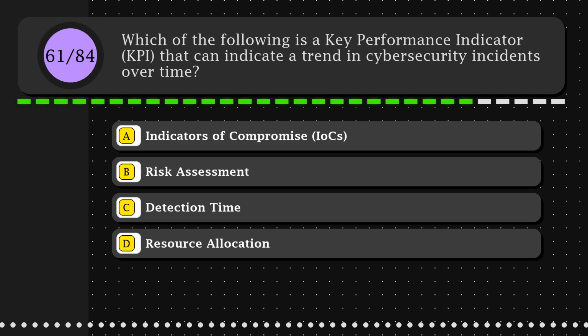Question 61. Which of the following is a key performance indicator, KPI, that can indicate a trend in cybersecurity incidents over time? Option A. Indicators of compromise, IOCs. Option B. Risk assessment. Option C. Detection time. Option D. Resource allocation.